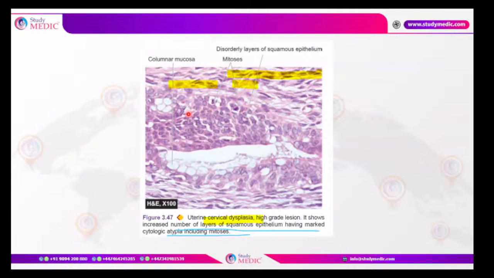So you can see that there is an increase in the number of the layers. And here you can see that these are the mitotic figures which are seen in the cells. Okay. And this is the disordered arrangement that we can see of the squamous epithelium.